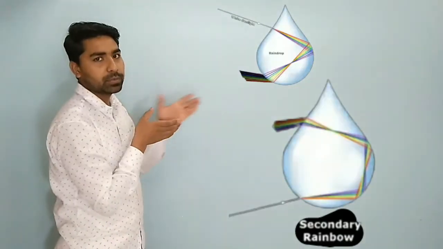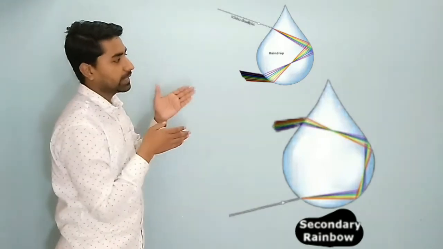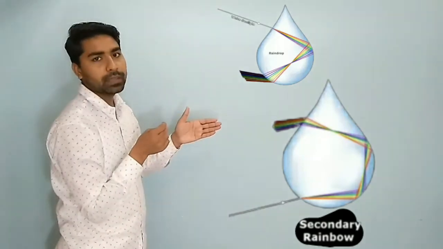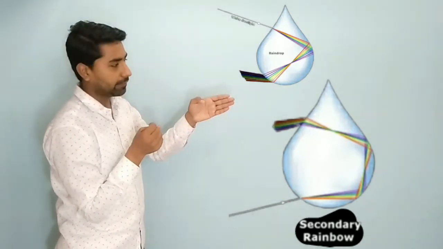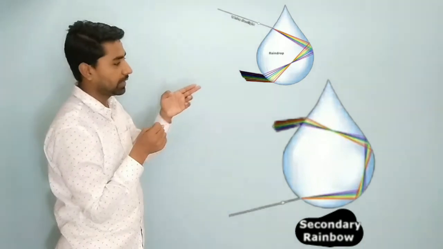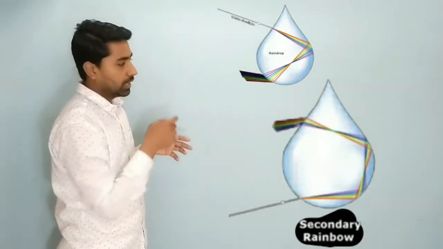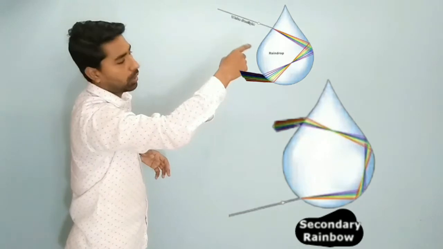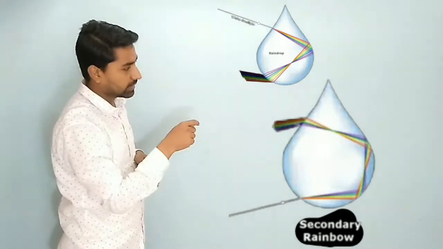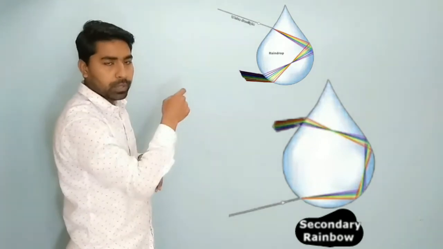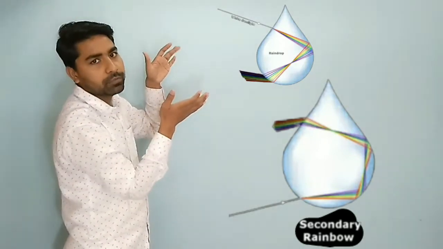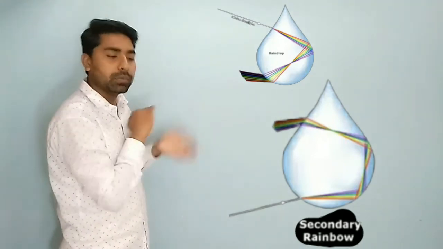While in the secondary rainbow, see the second drop, here the light enters from the bottom of the drop, then it refracts, then total internal reflection, again total internal reflection, and then again refraction, then it comes down. So you can see in primary the light goes in from the top and comes out from the bottom, but in secondary formation the light goes in from the bottom and comes out from the top. That is why, whatever spectrum you see in the primary, in the secondary you will see the reverse spectrum. This was all about the primary and secondary rainbow.